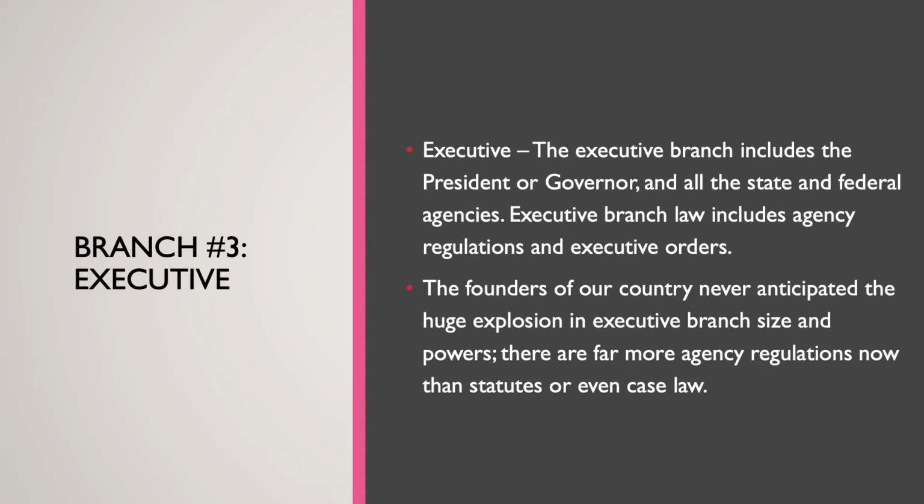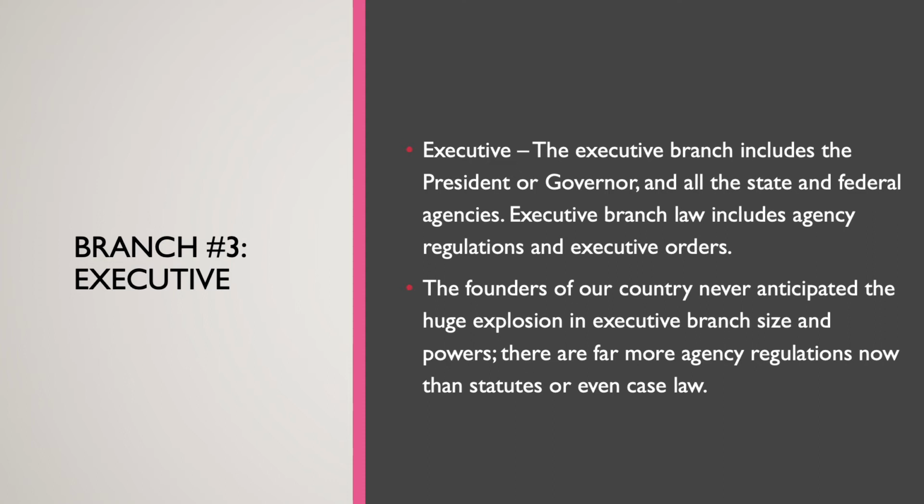Branch number 3 is the executive branch. The executive of the U.S. government is the president, and the executive of our states are the governors. And the law written by presidents or governors are executive orders, and they have limited authority but can be quite powerful, such as President Trump has proclaimed a number of executive orders, such as changing military funding around in its budget to pay for the border wall with Mexico.